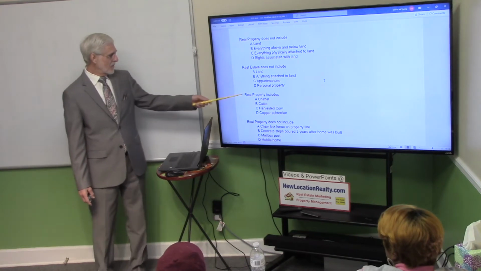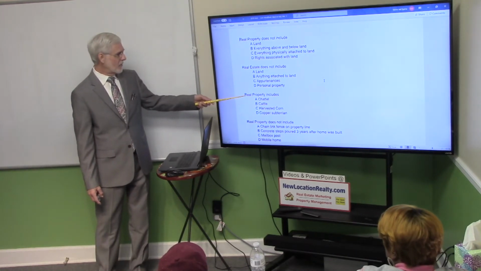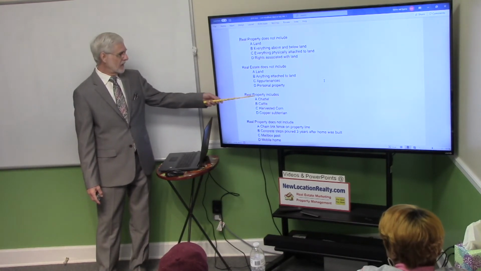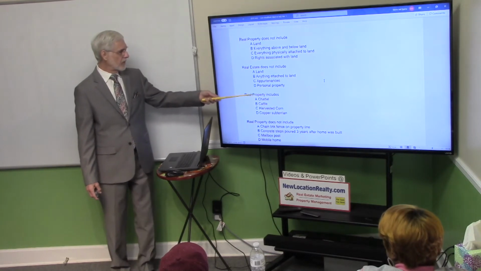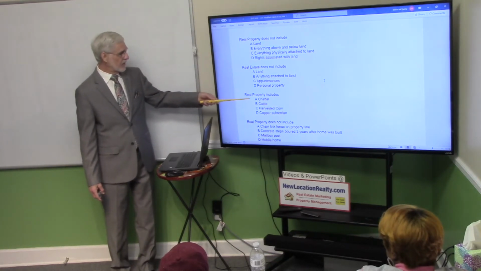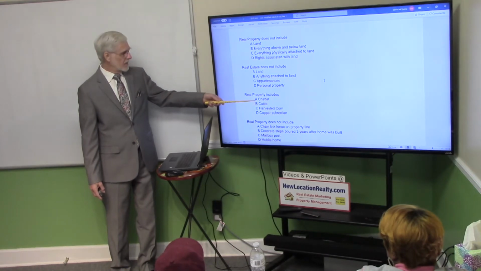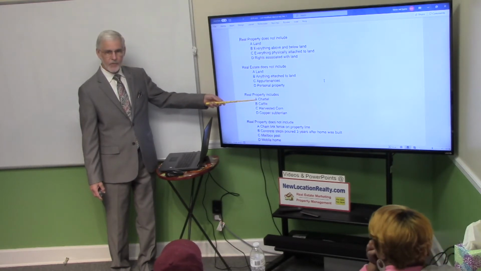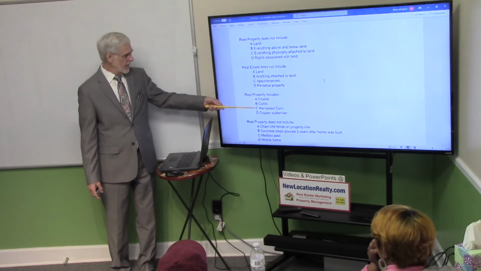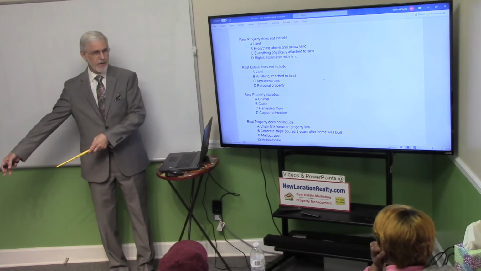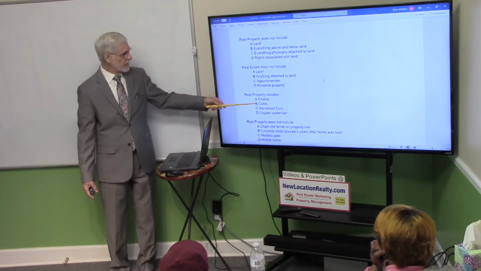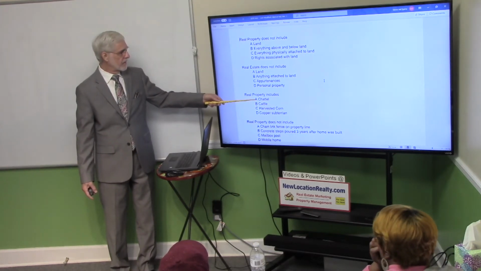Was it supposed to say does not include? No, it's right. Real property includes, well, real property is not going to be cattle. No, that's personal property. Oh, yeah. Chattel is another word for personal property. And harvested corn, that's personal property over here. So all three of these are personal property. Real property is not personal property.